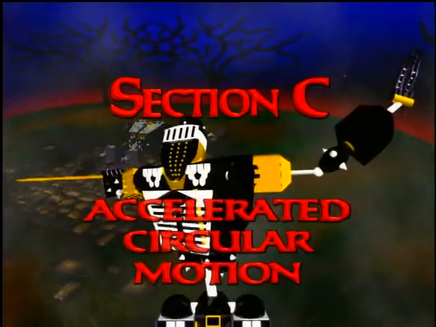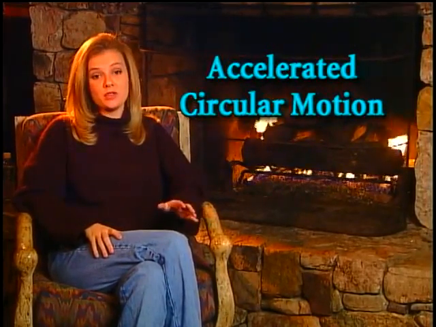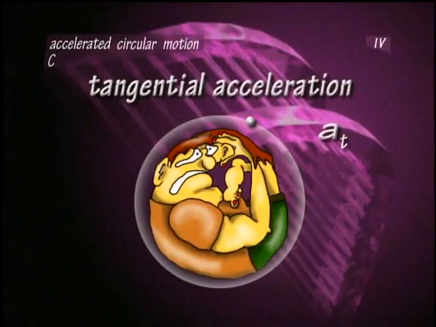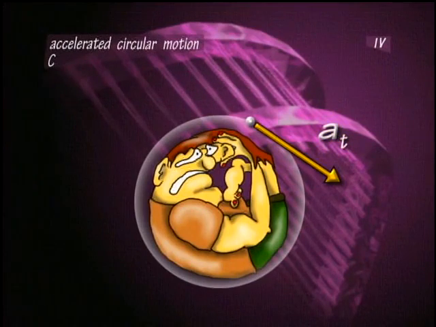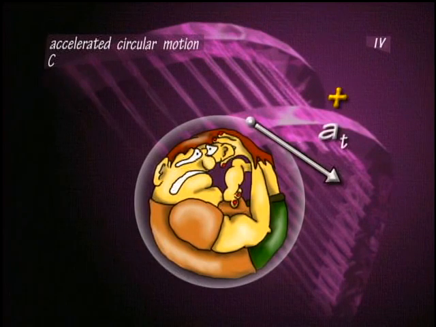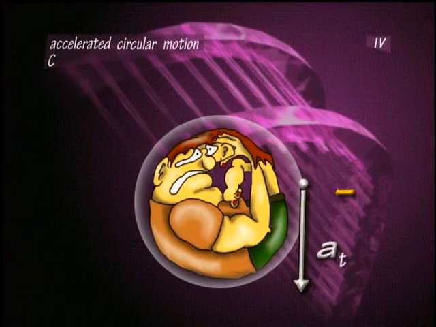Section C, accelerated circular motion. Uniform circular motion happens when an object moves around the circle at a constant speed. Accelerated circular motion happens when an object moving around a circle changes the magnitude of its velocity. This type of acceleration is called tangential acceleration, a sub t. Tangential acceleration is always in the direction that the object is moving and is always tangent to the circle. So the vector of tangential acceleration, a sub t, is always tangent to the circle. The tangential acceleration is positive if the object's velocity increases, and negative if the object's velocity decreases.